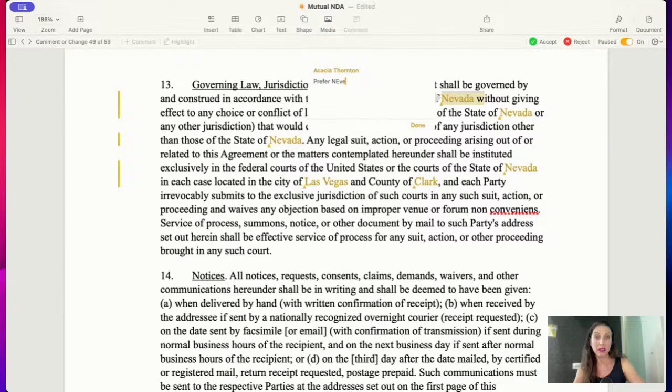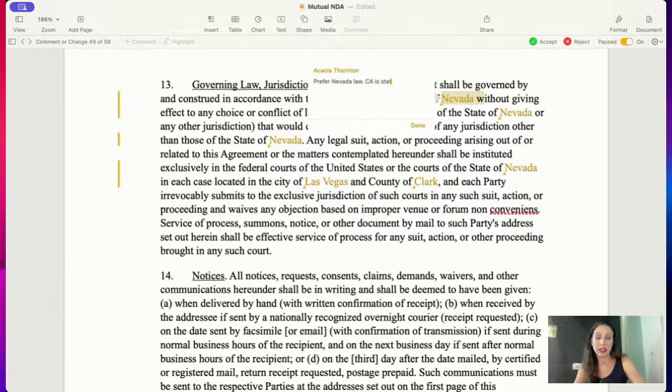Prefer Nevada law. Sometimes I would offer a backup, just like a neutral location, which is usually Delaware and New York. But I'm going to say prefer Nevada law.